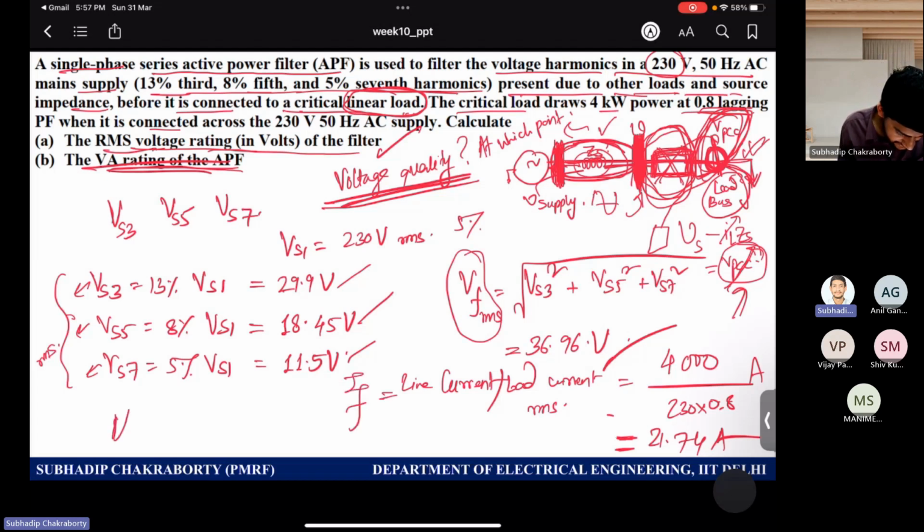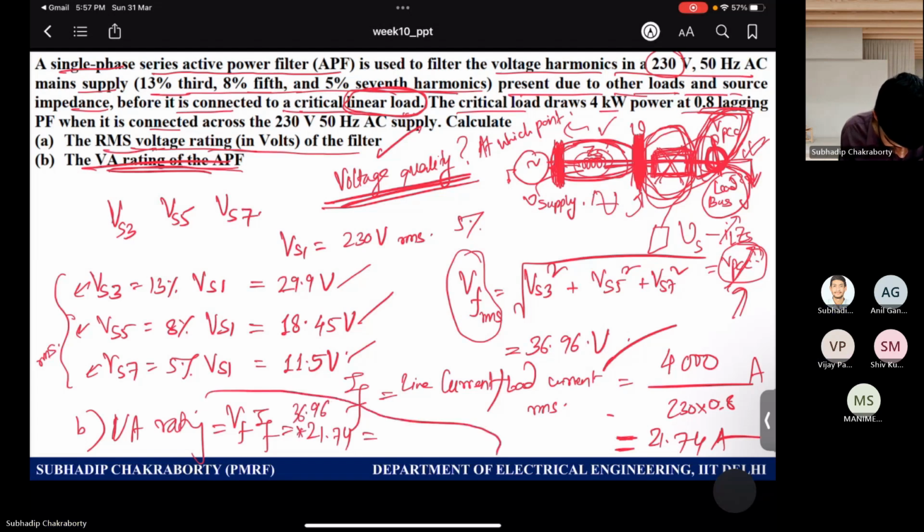So what is the VA rating? VF into IF. Correct. So can you just tell me what is the answer? 21.74 is IF and your voltage is 36.96. So what is the answer coming? 803. What is the answer? 803.4. Correct. 803.12. Okay.